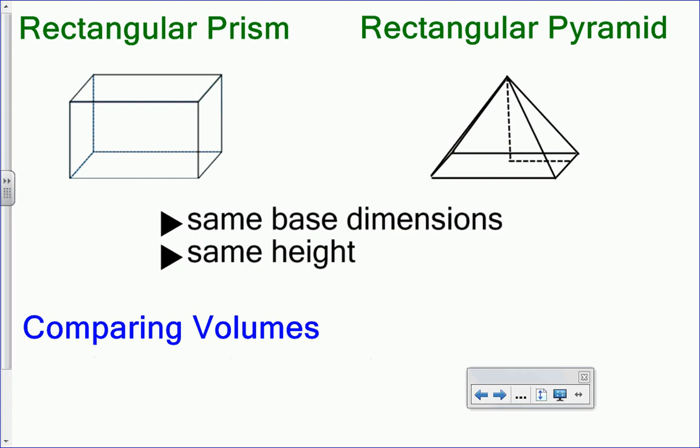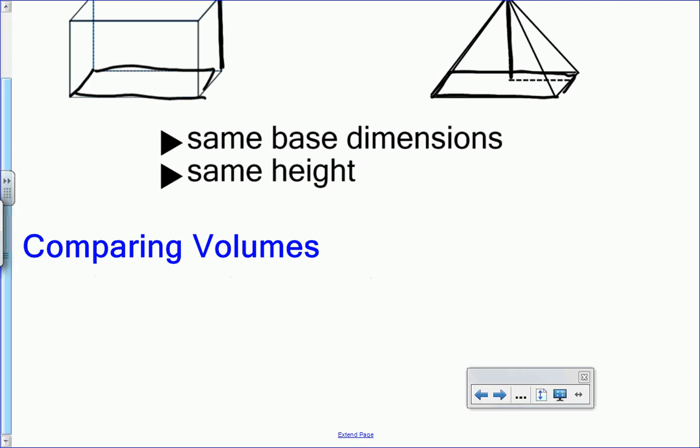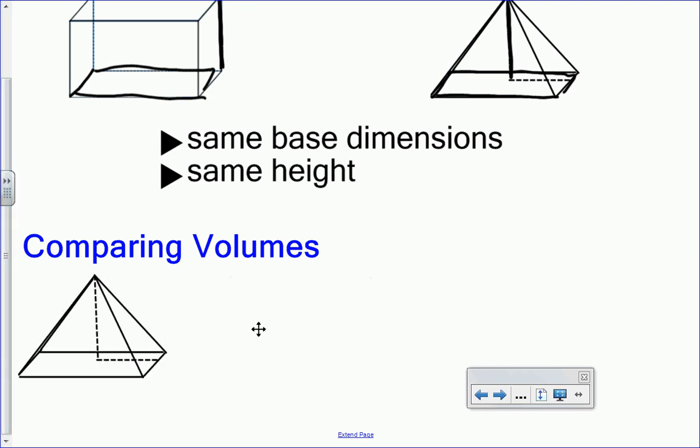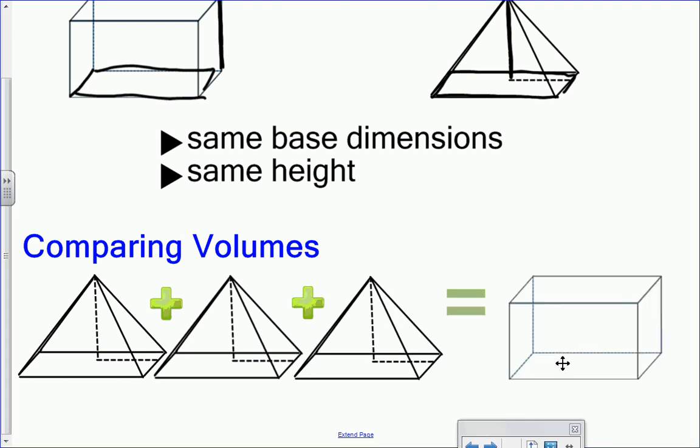So let's look at an example between prisms and pyramids. Let's say I have a prism that has the same base dimensions, so this base is the same as this base, and the height right here is the same as this height right here. If we were to compare these volumes, we would have to take 1, 2, and 3 pyramids added together to equal the volume of one rectangular prism with the same dimensions.